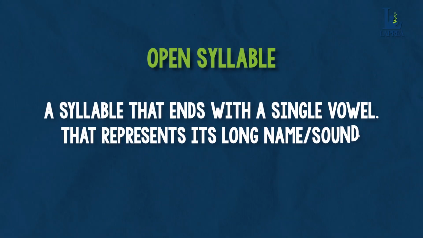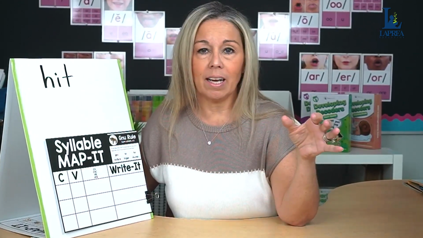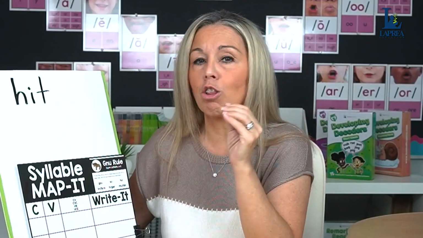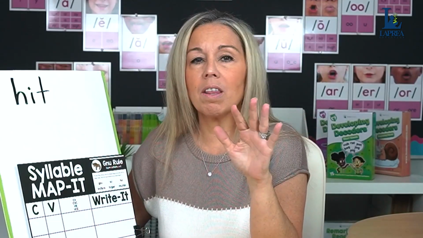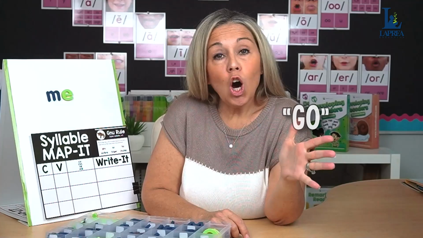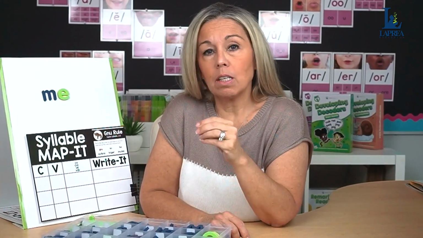An open syllable is a syllable that ends with a single vowel, and that vowel represents its long name or long sound. This means that the vowel is not closed in by a consonant and it's left open. This allows it to be long and clear. Another way to think of it is open syllables are syllables that end in a vowel. Think of words like go, me, and hi. Those are all open syllable words.